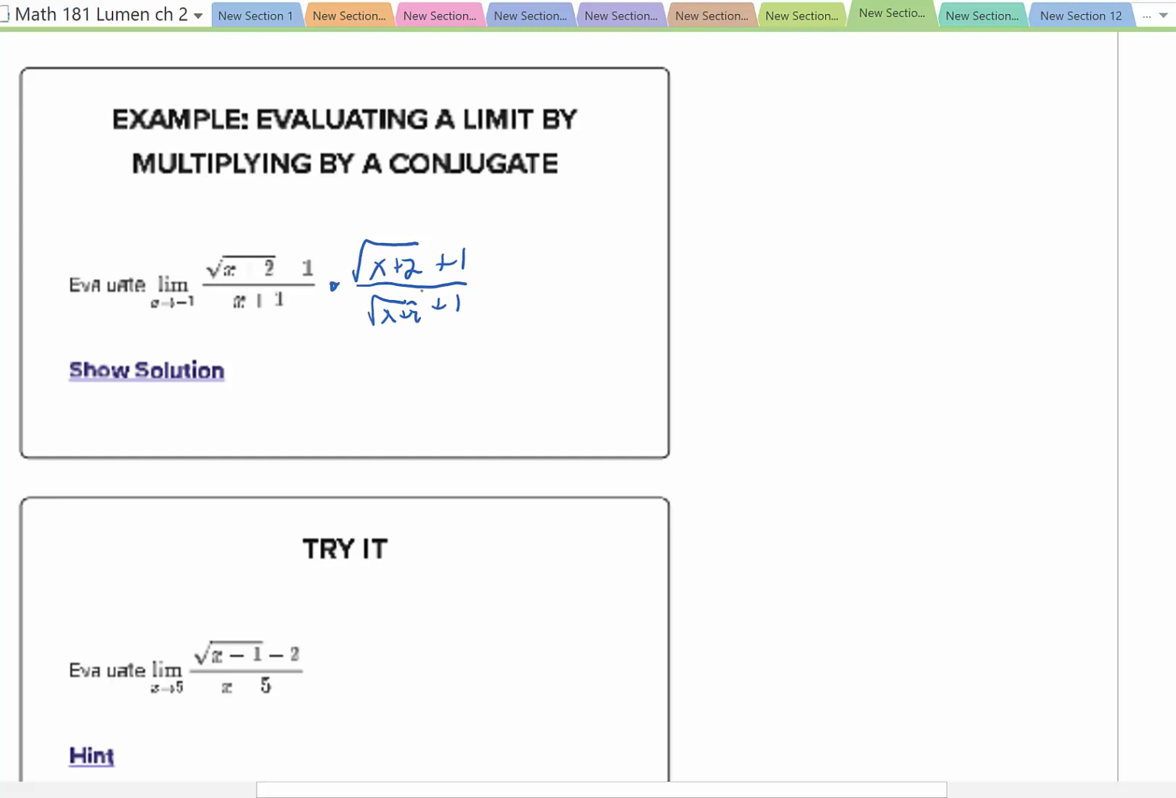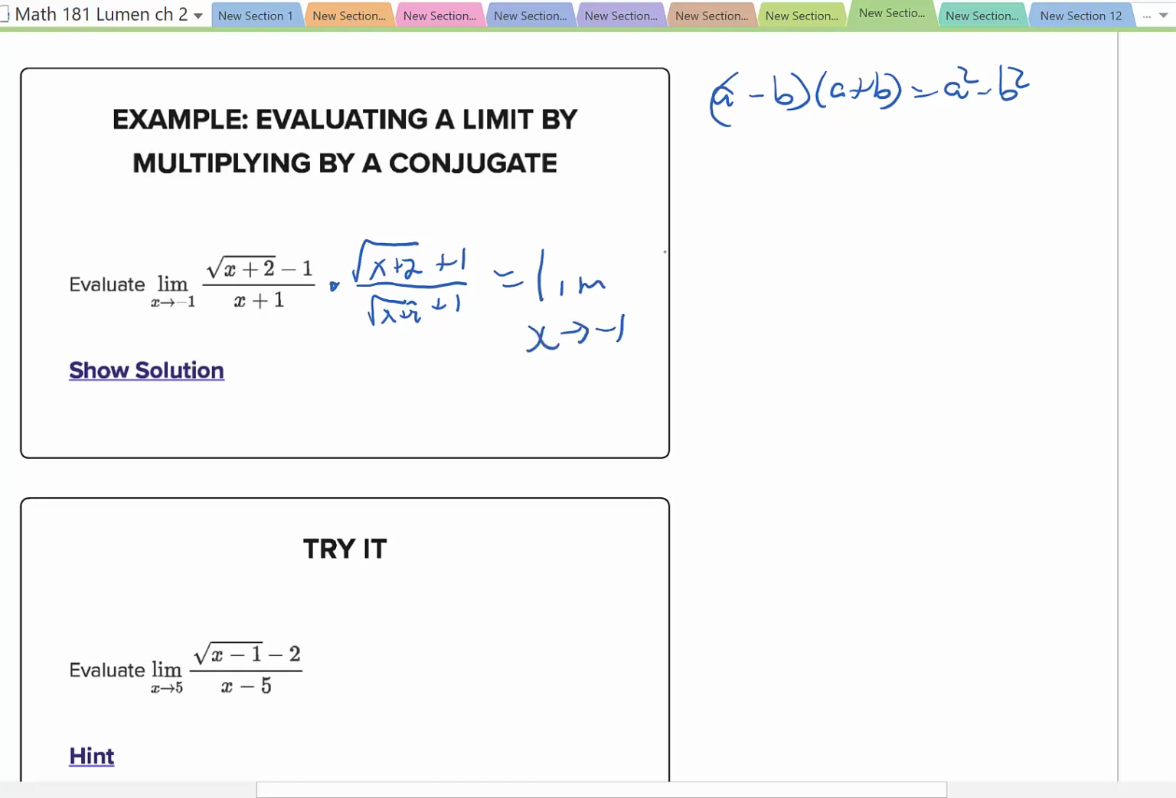So I haven't changed the value. I'm multiplying by 1, and it's the conjugate. If you just recall that a minus b times a plus b, and we just talked about this a few minutes ago, it's going to be a squared minus b squared. So this gives us the limit as x approaches -1 of x plus 2 minus 1 over x plus 1 times the square root of x plus 2 plus 1. And now we don't have a problem with the 0 over 0 situation, or do we?